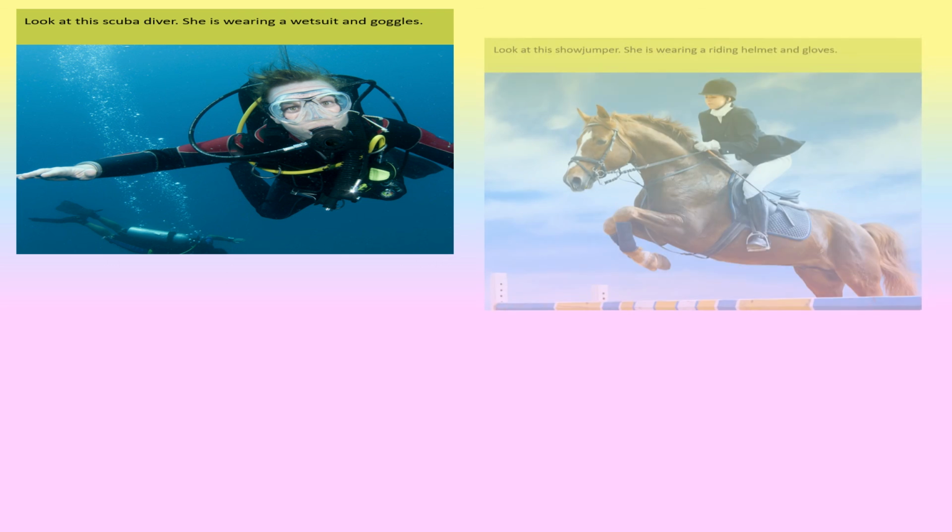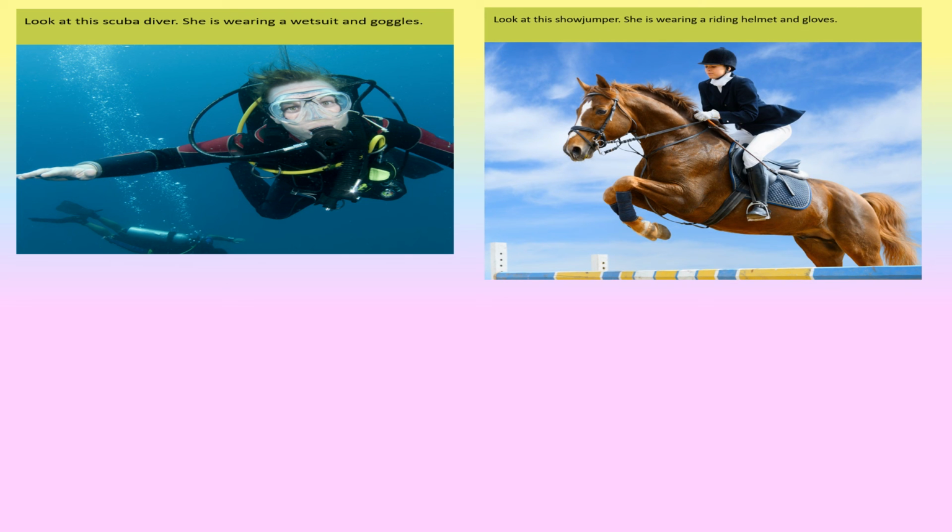Next, look at this scuba diver. She's wearing a wetsuit and goggles. The wetsuit that she's wearing protects her body and the goggles protect her eyes. Another, look at this show jumper. She's wearing a riding helmet and gloves. The riding helmet protects her head and the gloves protect her hands.